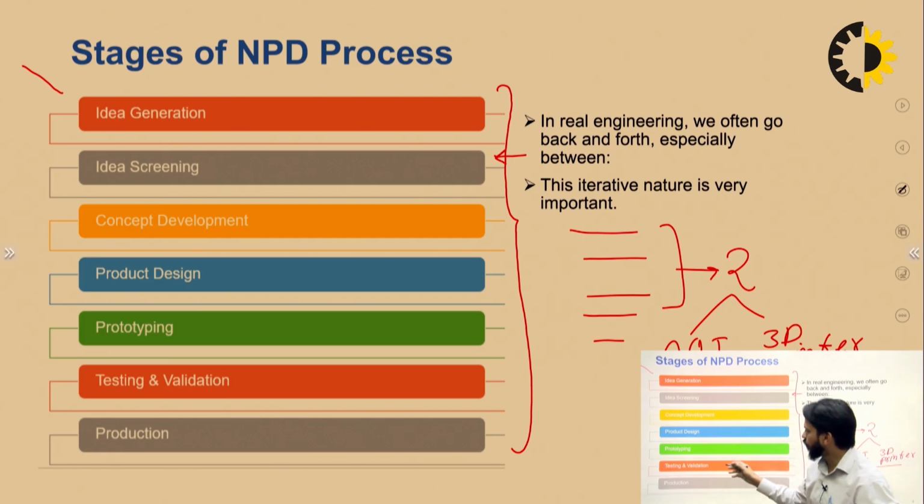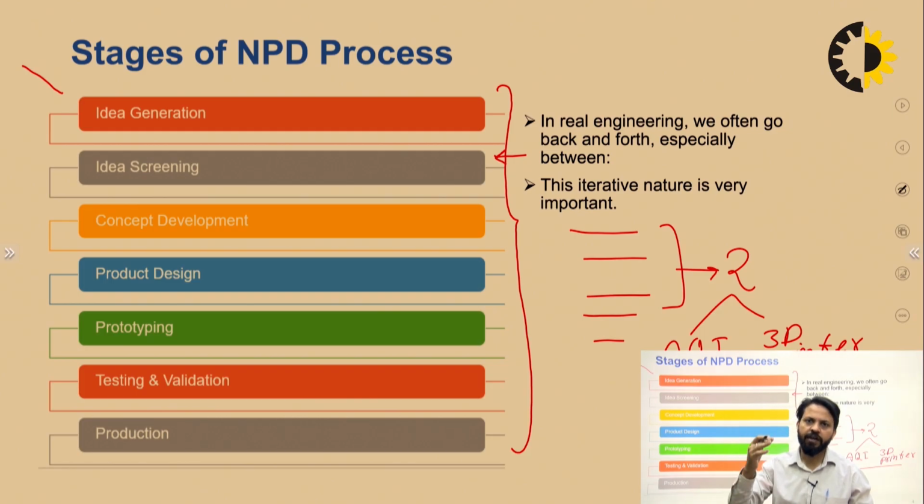Then you can go for the design part again. You have to again think of a better design, a better solution. And finally, when you validate that tested part, then you can go for the production. So the overall cycle or the process of product development is like that.